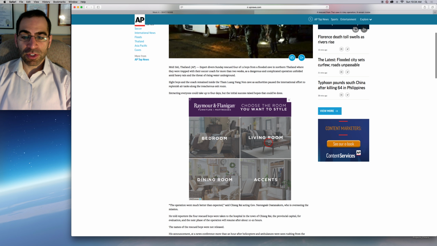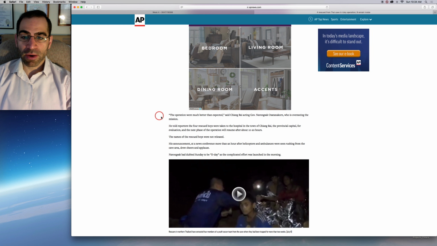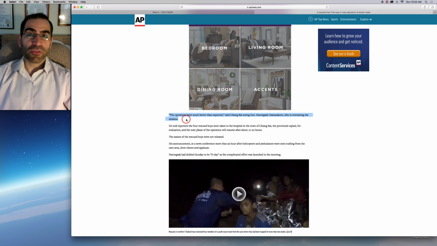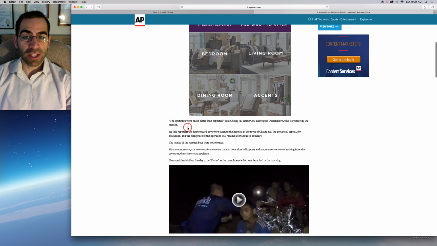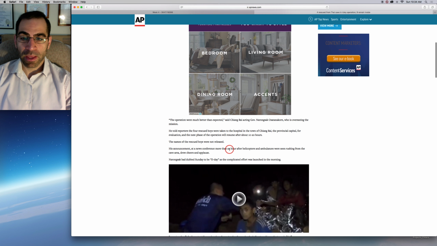All right, so we see the first two here. Then I like what they do right away. They go into a quote. That's a good way to do story organization. Your lead quote, your first quote, should usually appear between the third and fourth paragraphs in a story. So after the third or fourth paragraph, get that first quote in there, the lead quote, and they have their lead quote here: the operation went much better than expected, said, and then they talk about the person who's overseeing the mission.